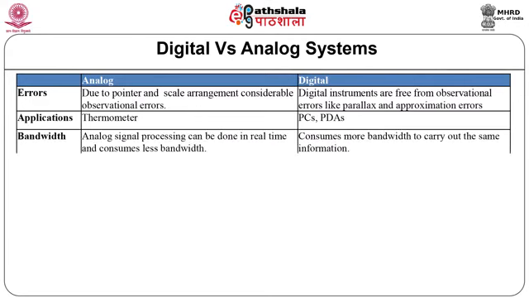Let us now talk about a parameter called bandwidth. Analog signal processing can be done in real time and consumes less bandwidth, whereas digital systems consume more bandwidth to carry the same information because it is usually sampled.